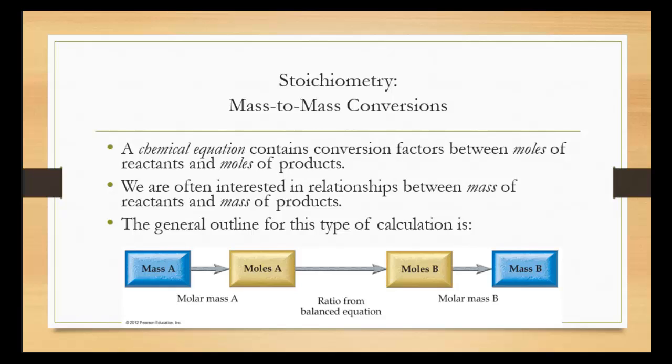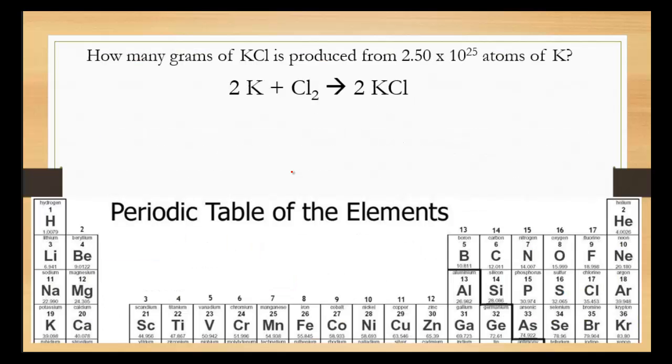A chemical equation, once again, contains conversion factors between moles of reactants to moles of products. It always has to go through moles. We're often interested in things besides moles, like mass or even molecules. And so we're going to focus on grams and molecules in this tutorial.